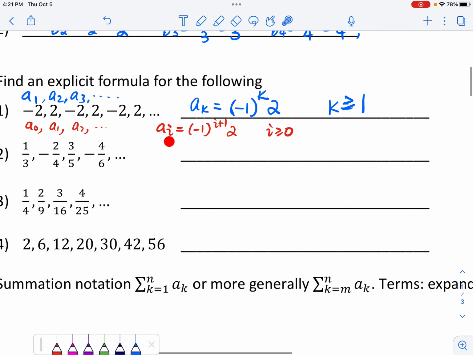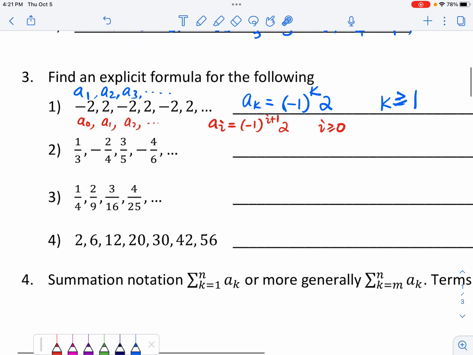And also the i and k, that's the so-called dummy variable. The index is a dummy variable. You can use other letters that you like. Some people use n, some people use j. Those i, j, k, n, m, those are the popular letters for the index.